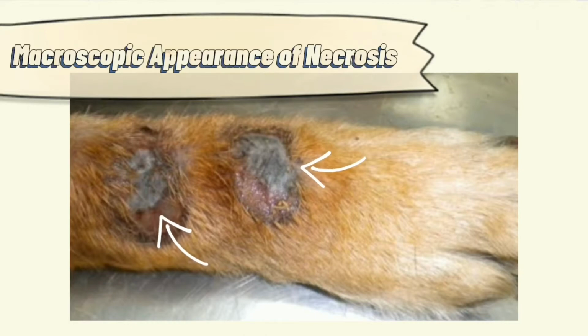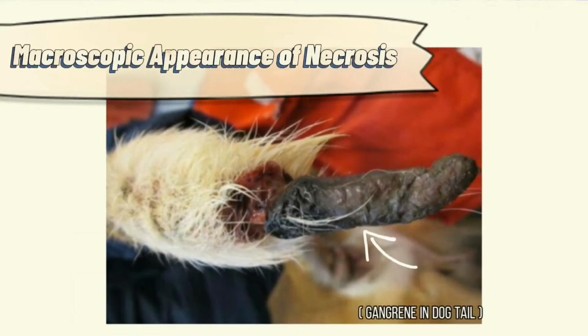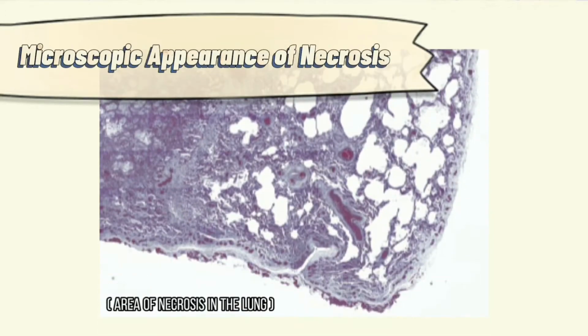When putrefactive bacteria enter, gangrene may occur, which produces additional color changes of green, orange, or black as a result of iron sulfide formation. The microscopic appearance of necrosis. Necrotic cells show increased eosinophilia. They stain more intensely pink with eosin than normal cells because of the loss of normal basophilia imparted by RNA in the cytoplasm and in part due to the increased binding of eosin to denatured intracytoplasmic proteins.